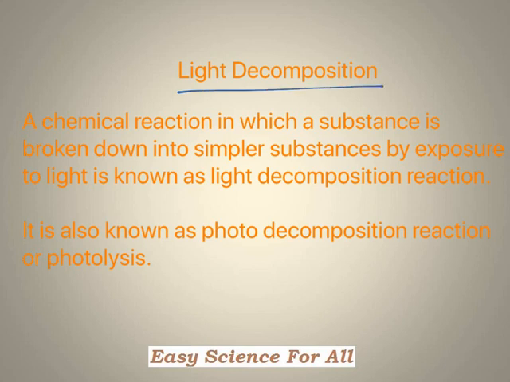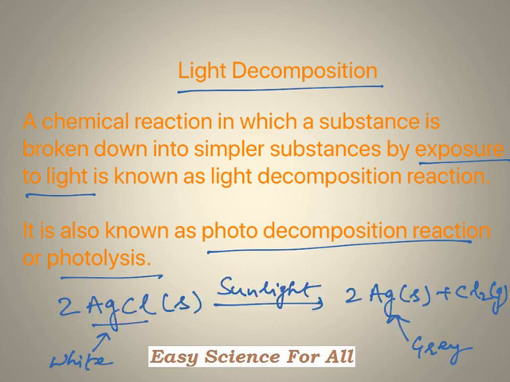Now, light decomposition reaction. It is a chemical reaction in which a substance is broken down into simpler substances by exposure to light. It means with the help of light, the reactant is broken down into products. Now, this light can be natural sunlight or from any other light source. If the decomposition reaction is taking place, then we will call it a light decomposition reaction. This reaction is also known as photodecomposition reaction or photolysis.